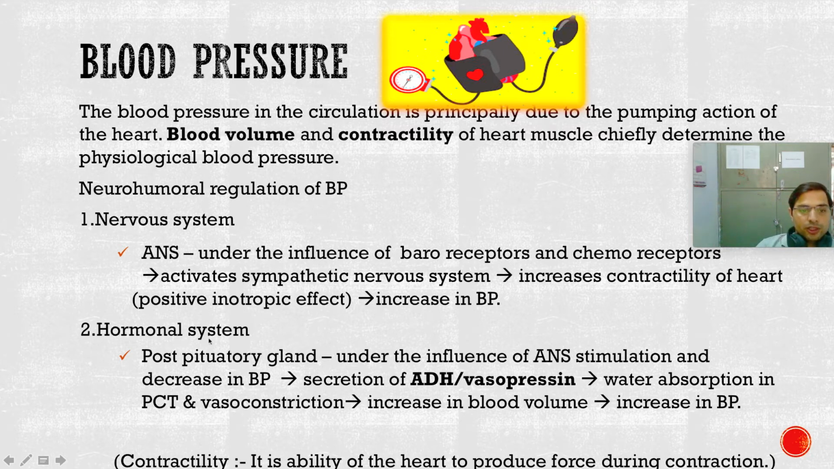Second, the hormonal system. Under the influence of the autonomic nervous system and a decrease in blood pressure, the posterior pituitary gland senses the decrease in blood pressure. The posterior pituitary gland, also under the influence of the autonomic nervous system, is stimulated, and it starts secreting the antidiuretic hormone, also called vasopressin.